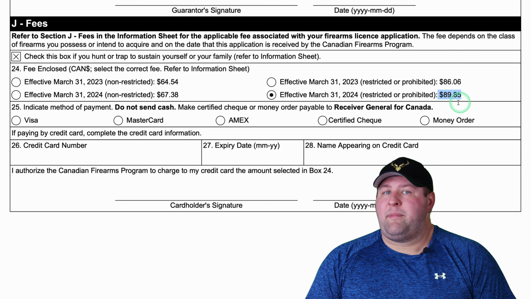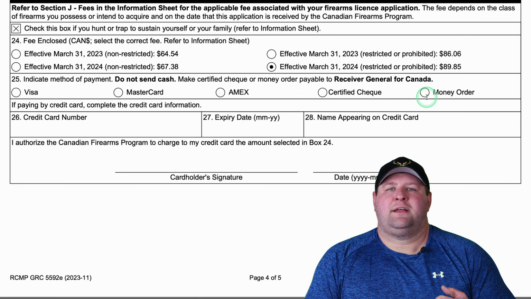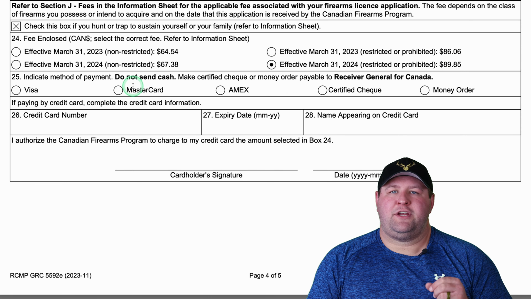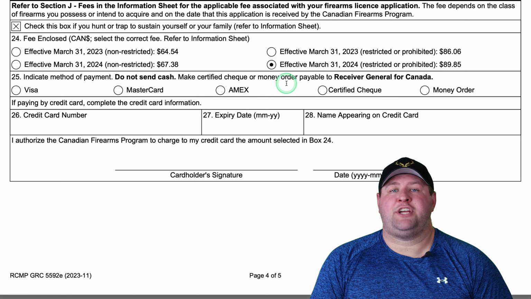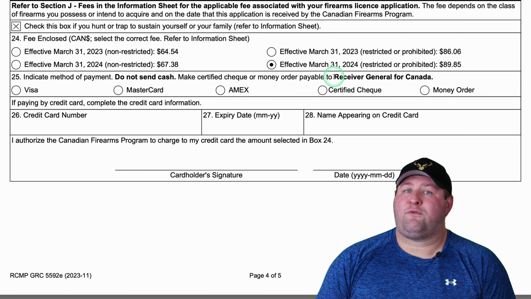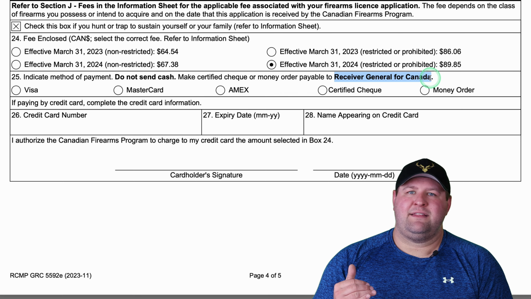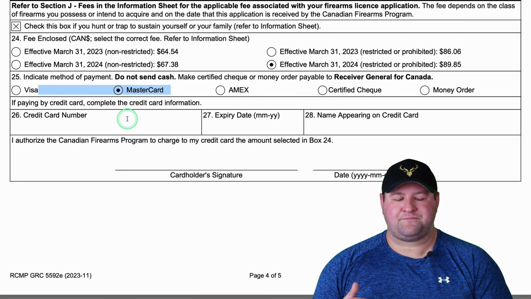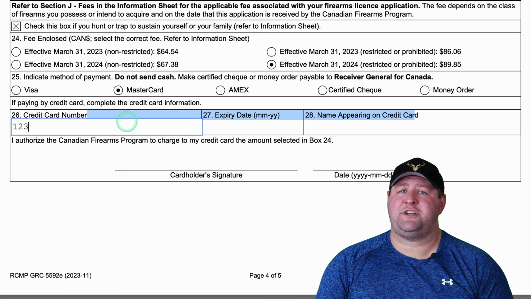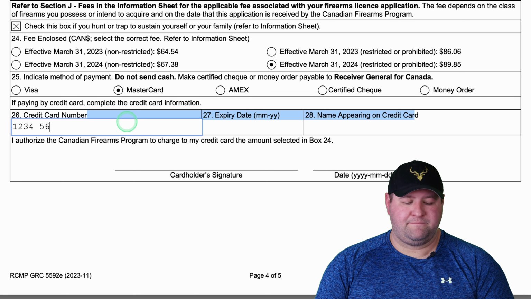Next is your form of payment. Don't send cash. Credit card information, or send a check or money order to the Receiver General for Canada. I recommend a credit card. That way you can see that they processed your application. So write your credit card information in there, sign it, date it.